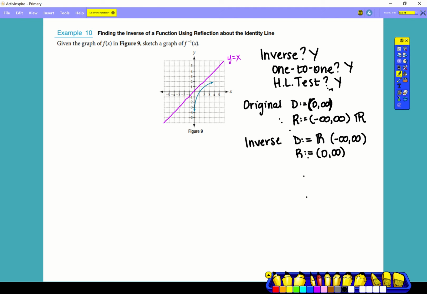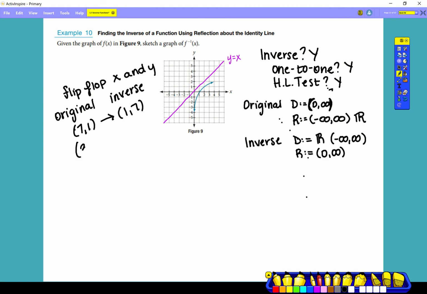Okay. So remember, another thing we do for inverses is we flip-flop x and y. So if we have our original, then we have our inverse. If we have 7, 1 on our original, then we'll have 1, 7 on our inverse. If we have 3, 4 on our original, then we'll have 4, 3 on our inverse. Works for negatives. If we have negative 3, negative 4, then we'll have negative 4, negative 3.